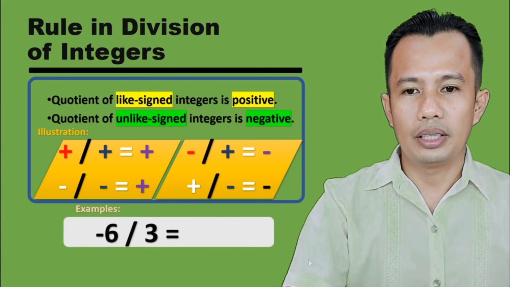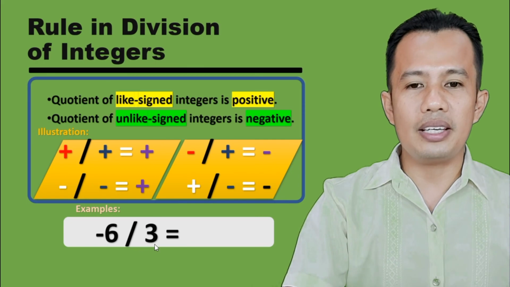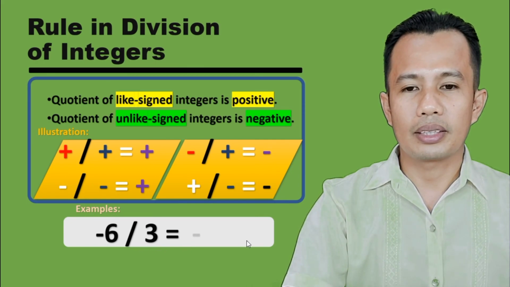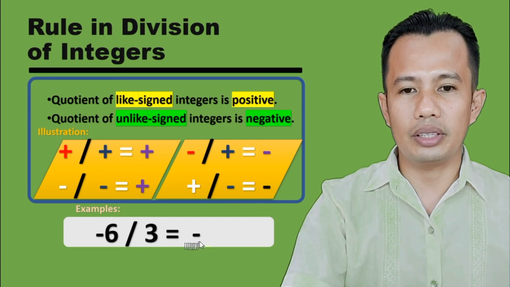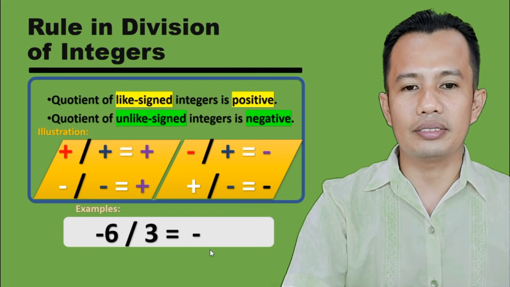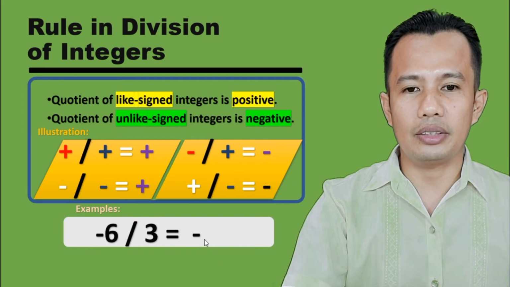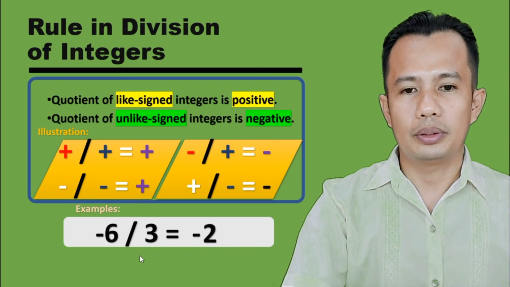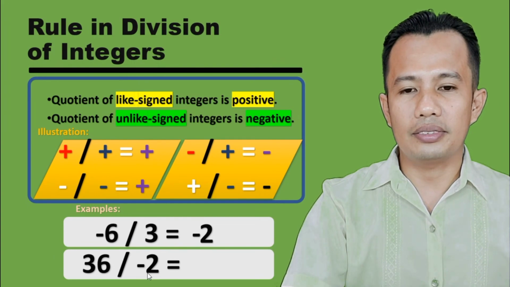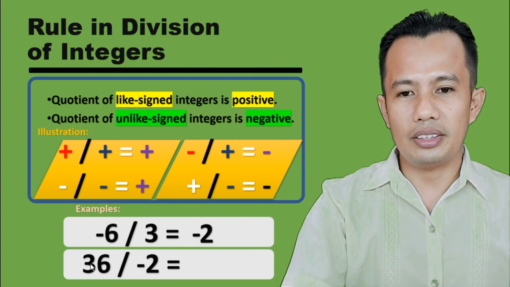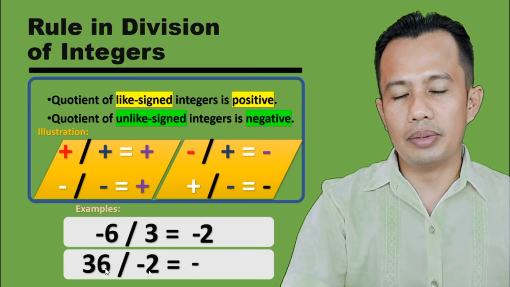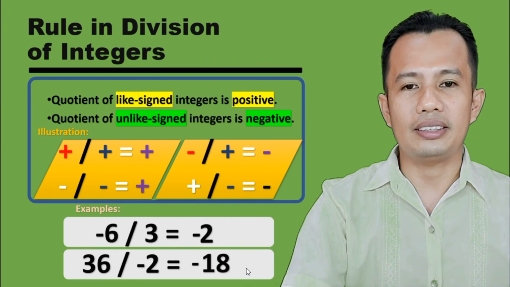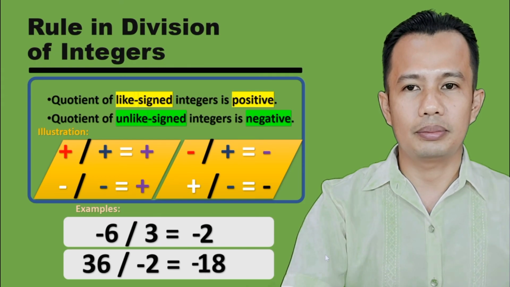Another example. Negative 6 divided by 3 is equal to, of course, this one is unlike signed integers, so the quotient should be negative. 6 divided by 3 is equal to 2. Next, 36 divided by negative 2. Unlike signed integers again, so it should be negative. 36 divided by 2 is equal to 18. So the answer is negative 18.